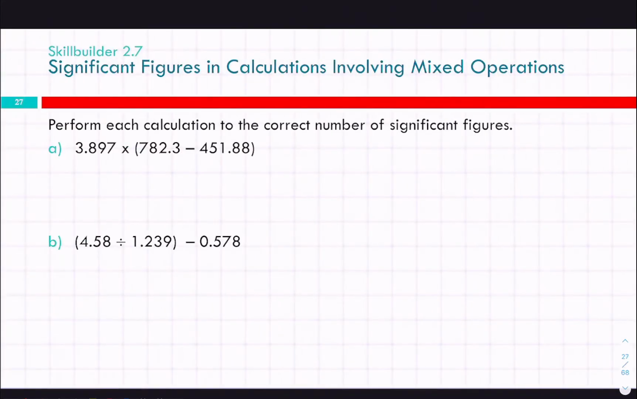All right, so here we've got multiplication and we have subtraction. Because the subtraction is in the parentheses, we're going to do that part first. So 782.72.3 minus 451.88. That intermediate answer is going to be 330.42.